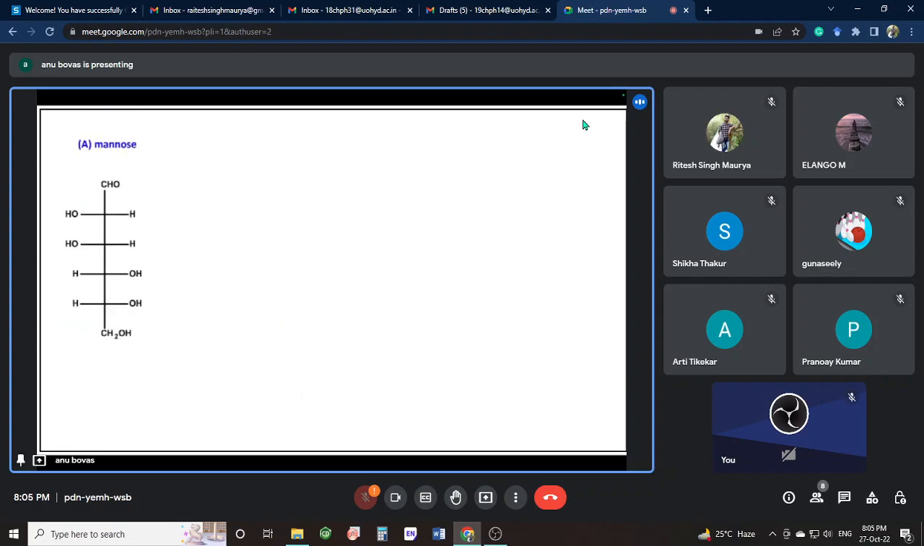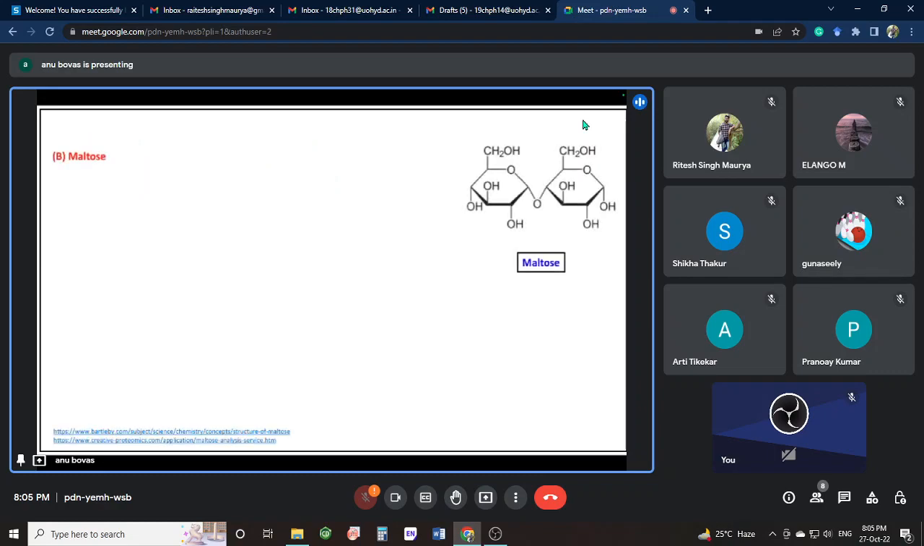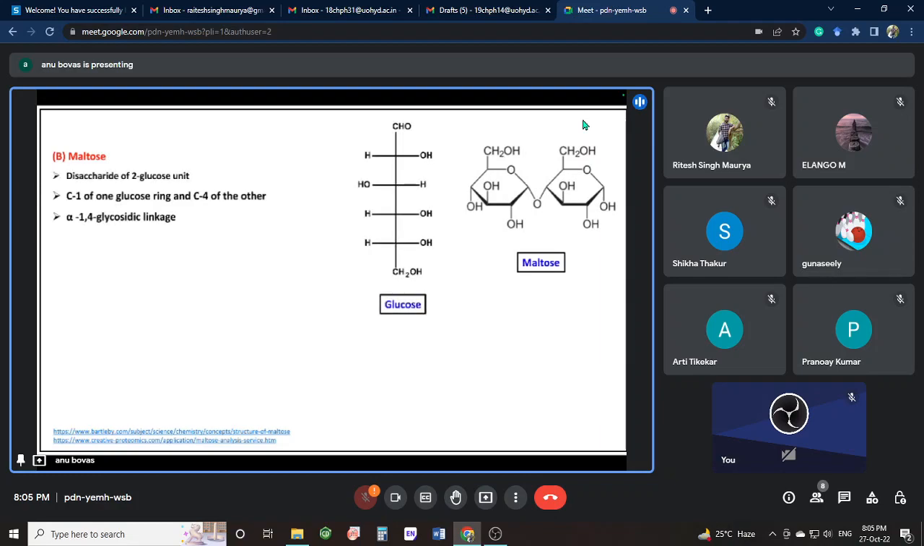Now in the options, we have 4 options: mannose, glucose, sucrose, maltose. Among these, mannose and glucose are easy. If you know the structure, it is easy, because mannose and glucose have an aldehyde group, so they will give a positive test. There will be no confusion. But when we go to maltose and sucrose, we might have some confusion because these are disaccharides. Even if we know the structure of maltose, we can't see any CHO group, right? So how will we know whether it will give a positive test or not?